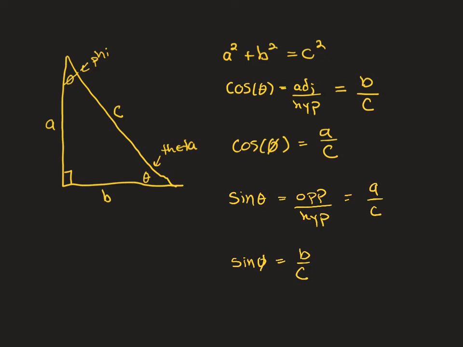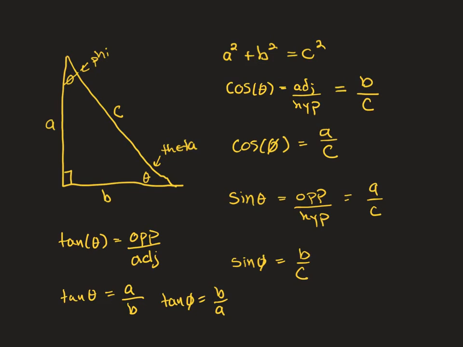Our last trig function is going to be tangent. Tangent is equal to opposite over adjacent. So this one does not involve the hypotenuse. So if we're looking at theta, the tangent of theta is going to equal the opposite side, which is a, over the adjacent side, which is b. But the tangent of phi is going to equal b over a, because b is opposite and a is adjacent.